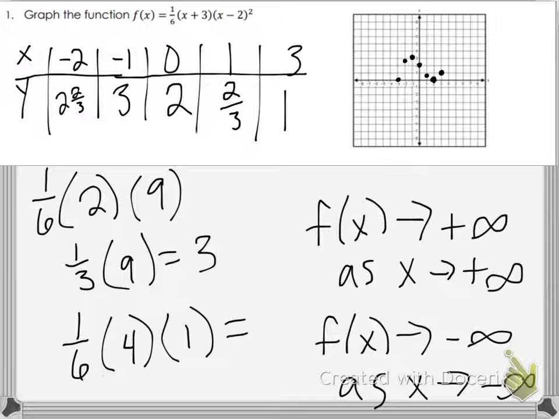So knowing my end behavior, I'm going to connect my points with a curve and make sure it's going up and to the right and down and to the left. Does that make sense? So up and to the right, and start connecting my points with a curve, and down and to the left.